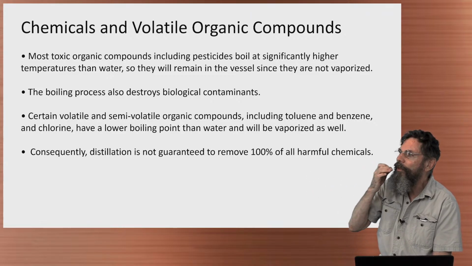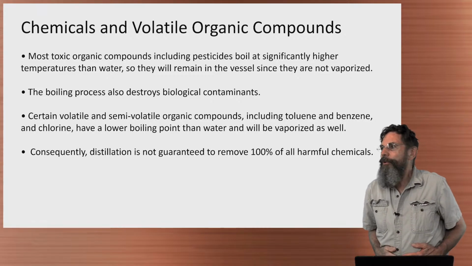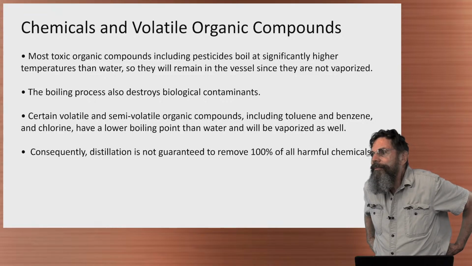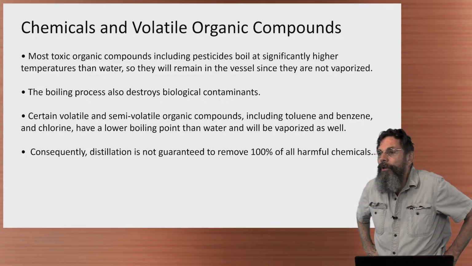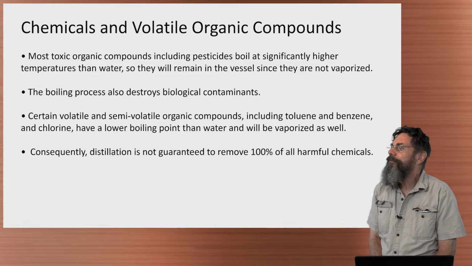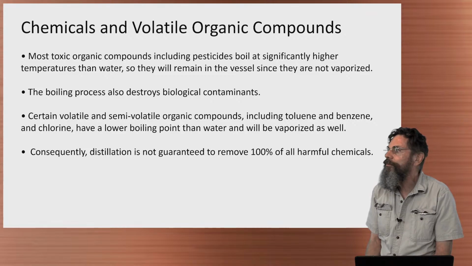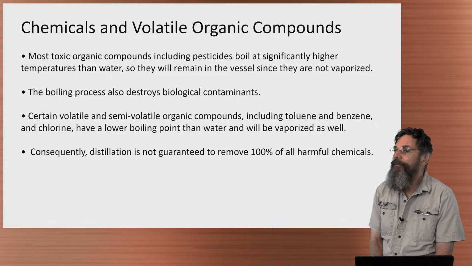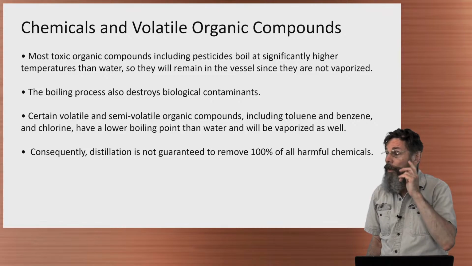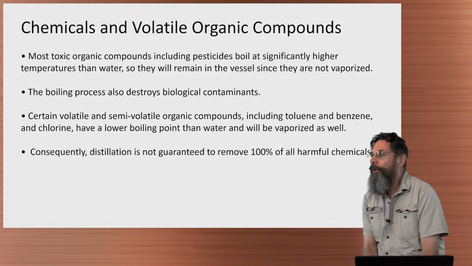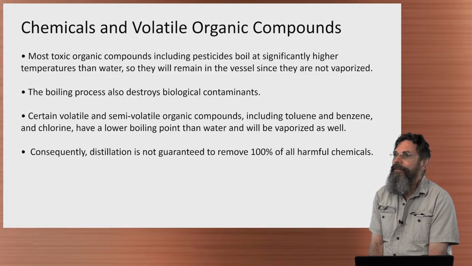Before I get to that, the boiling process, as I mentioned before, destroys the majority of the biological contaminants in the water, just because the water reaches a temperature of boiling and it kills them. So that's a good thing. However, certain volatile organic compounds, we call VOCs, which the common ones would include toluene and benzene and chlorine, actually have a lower boiling point than the water does, so they will be vaporized right along with the water. So that's something to be aware of.